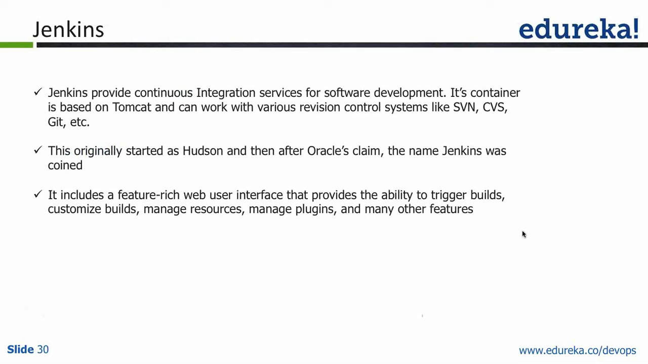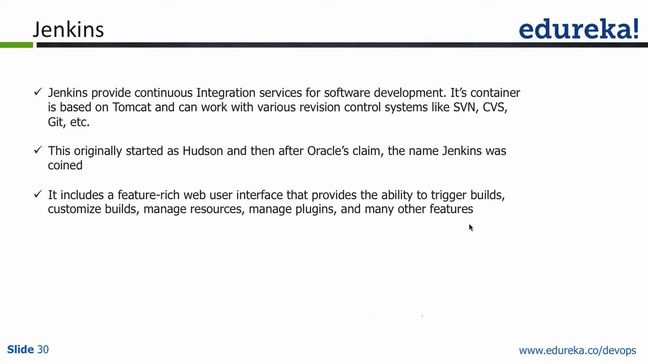So Jenkins, talking about Jenkins again, Jenkins provides continuous integration services for software development. It's container-based, its container is based on Tomcat and can work with various version control systems. So Jenkins can really work very well with SVN, CVS, Git, etc. This was originally started as Hudson. So until a few years back, it was called Hudson, and then Oracle bought this, and now Hudson is known as Jenkins.